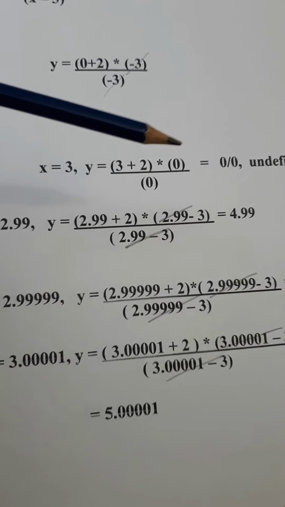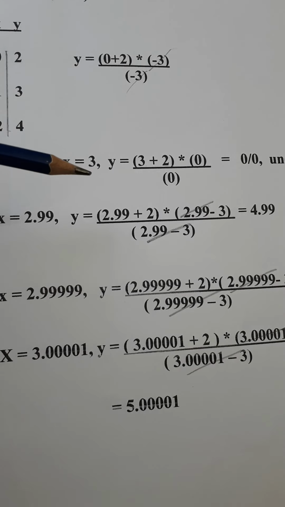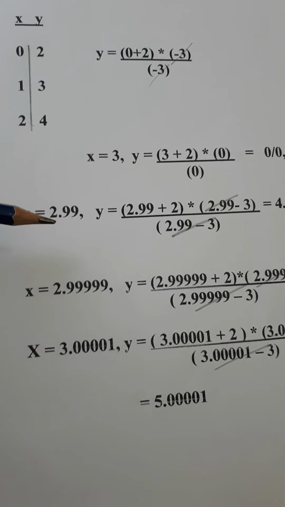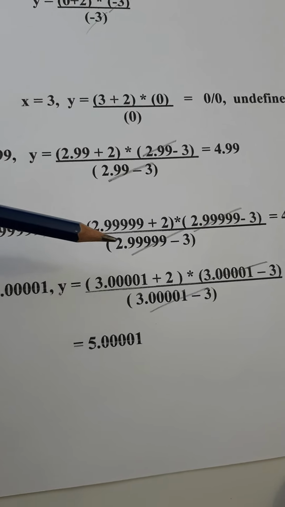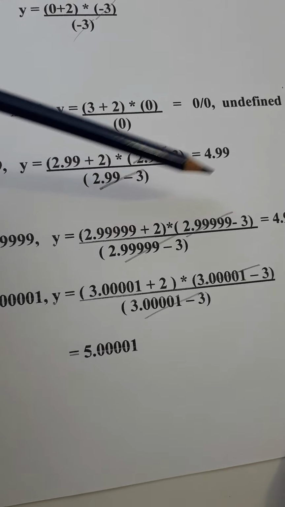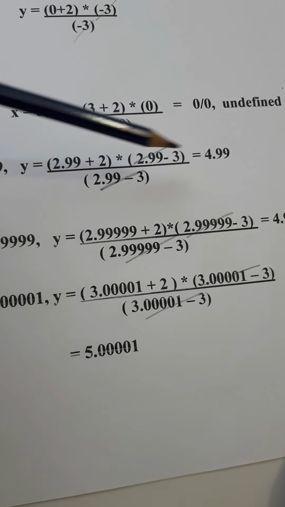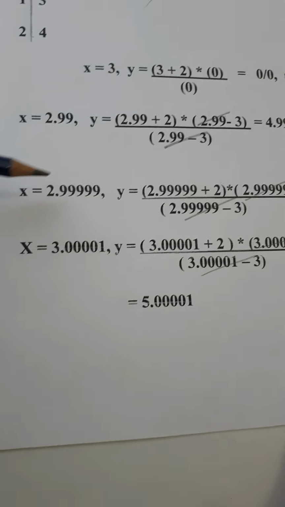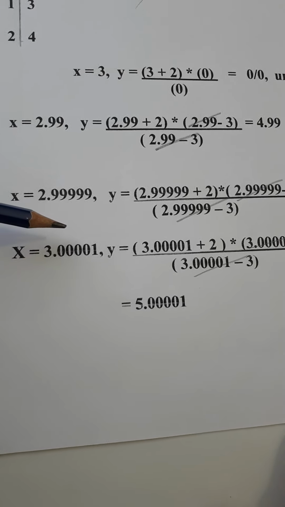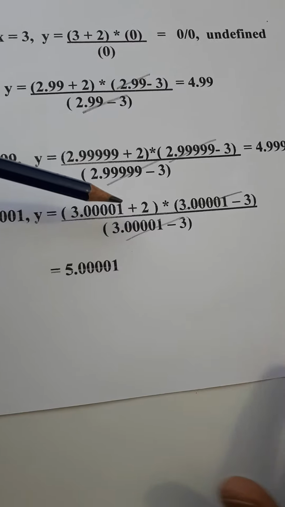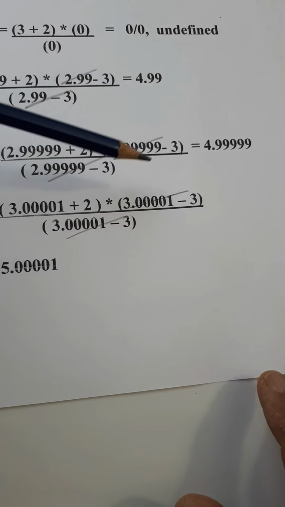But if you try to calculate for some value close to 3, like 2.99, what will happen? Because these two will cancel, you get 4.99. If you calculate for another value which is even closer to 3, 2.99999, you get 4.99999.